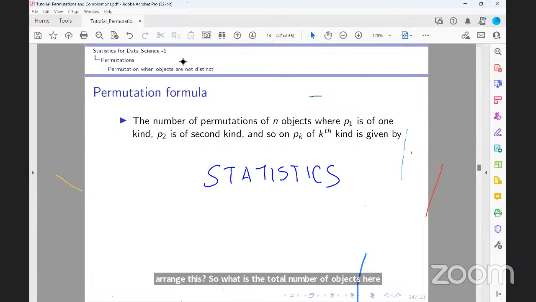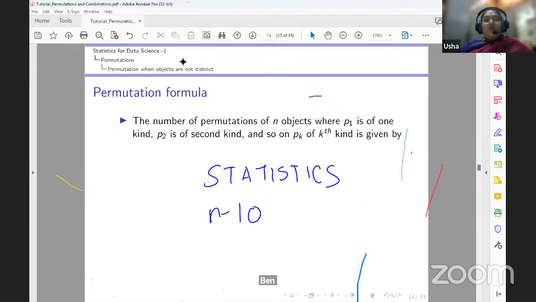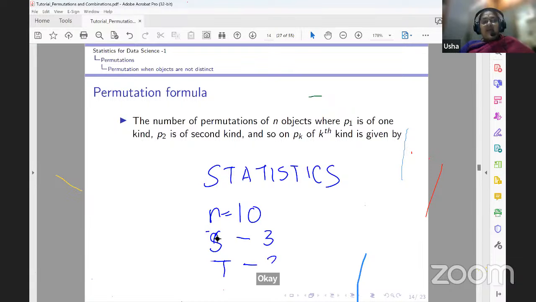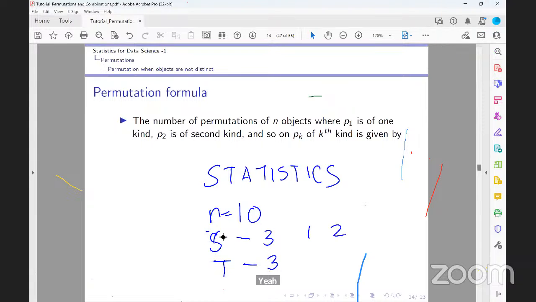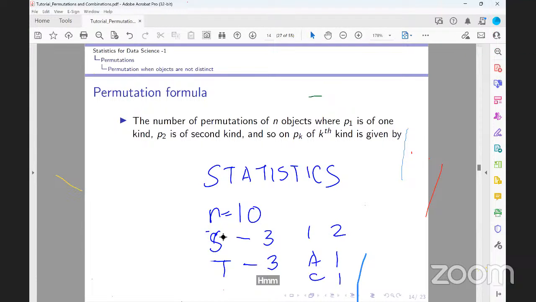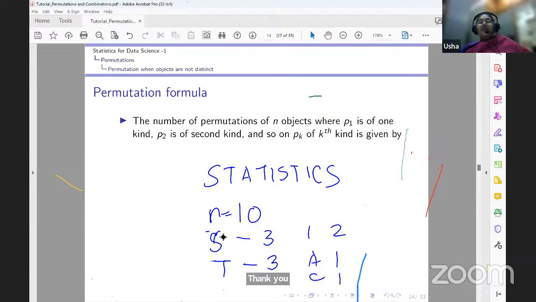10, so 10 is my N. What is my P1 is of one kind. So how many S's do I have? How many T's? Three. I have 3 S's, T3, 2 I's. I have 1 A and I have 1 C. So how many permutations of the letters is possible?